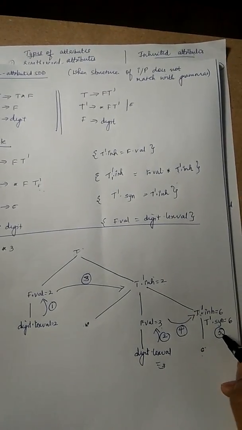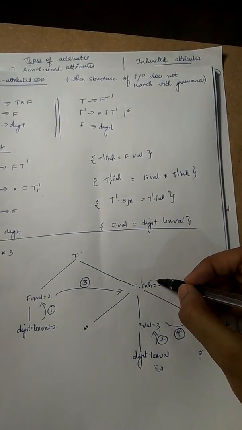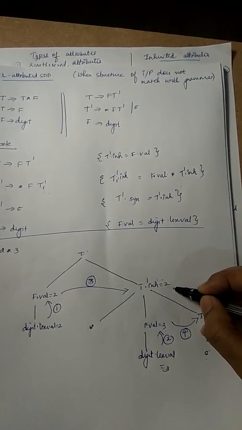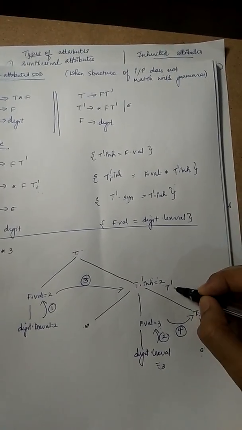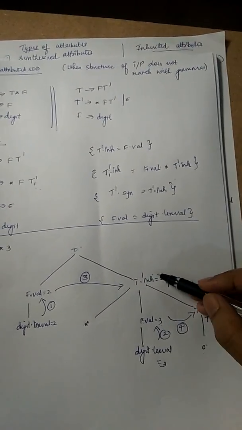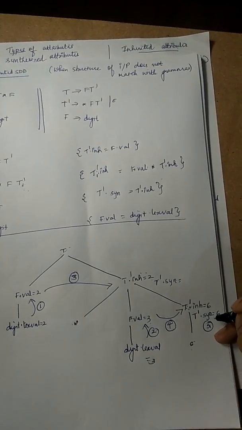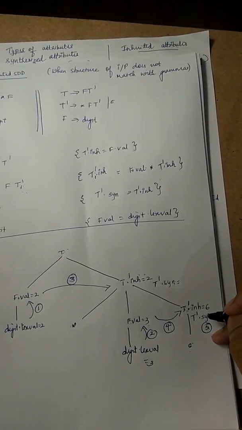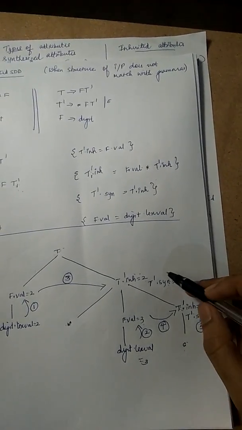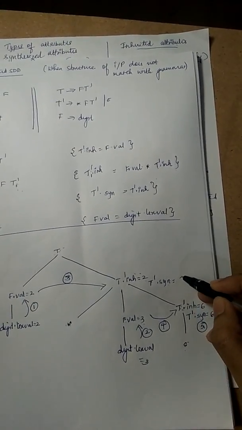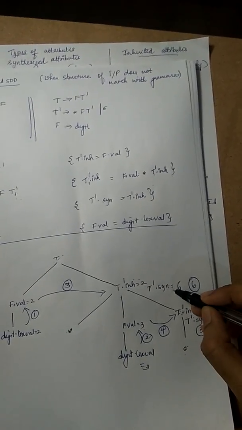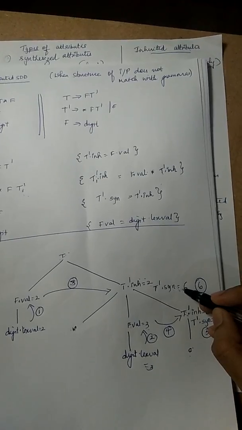Now this one has to be taken by its parent, which is here. So when it's taken by its parent, it becomes synthesized, right? When a parent takes its value from its children, it goes on to become synthesized. So this one gives its value to this one. So this is 6 over here. So this is the sequence number 6, and the result is also 6. Do not get confused. Clear?